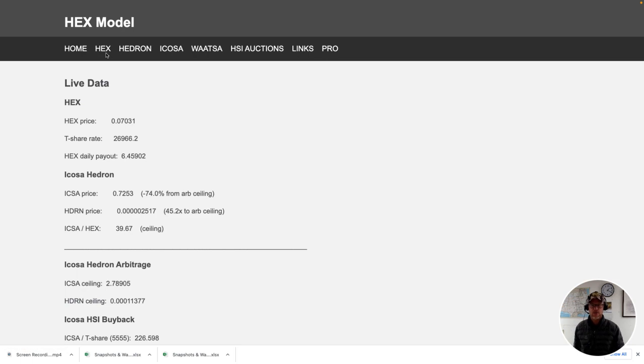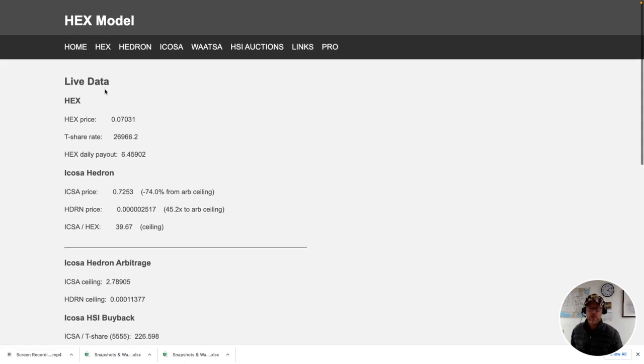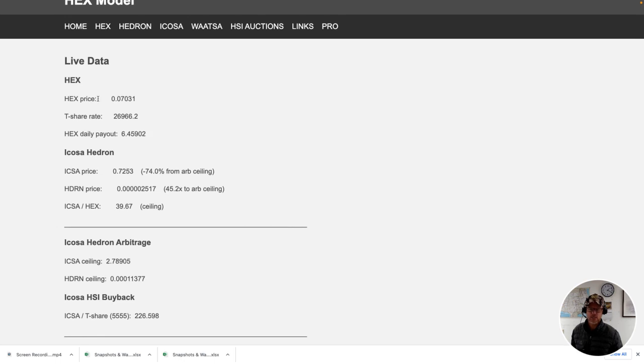I just did an overview for myself, and I'm just going to show you the highlights of how you can perhaps use this to get information that you can benefit from in your crypto journey. This is the home page, and you can see that he puts the hex price, T-share rate, hex daily payout, and then the ICOSA, Hedron price, the ceiling price is in here, which is very cool.